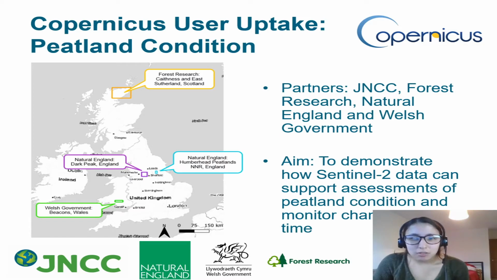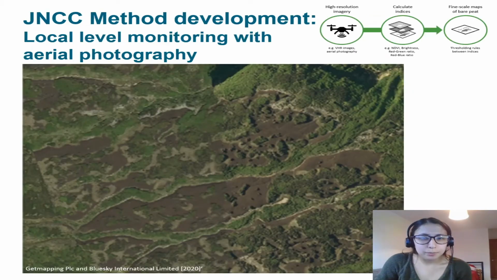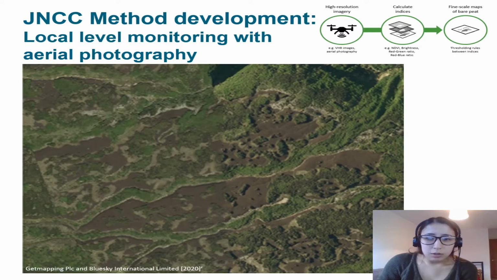This is working with partners from Natural England, Welsh Government and Forest Research to assess bare peat across multiple sites in the UK, both with VHR data and with a time series of Sentinel-2 imagery to see whether we can detect changing condition over time. So at the local level, for each site, we collated very high resolution images from the Aerial Photography GB service, which is at 25 centimeters spatial resolution. And we took all the available dates from 2015 to 2020.